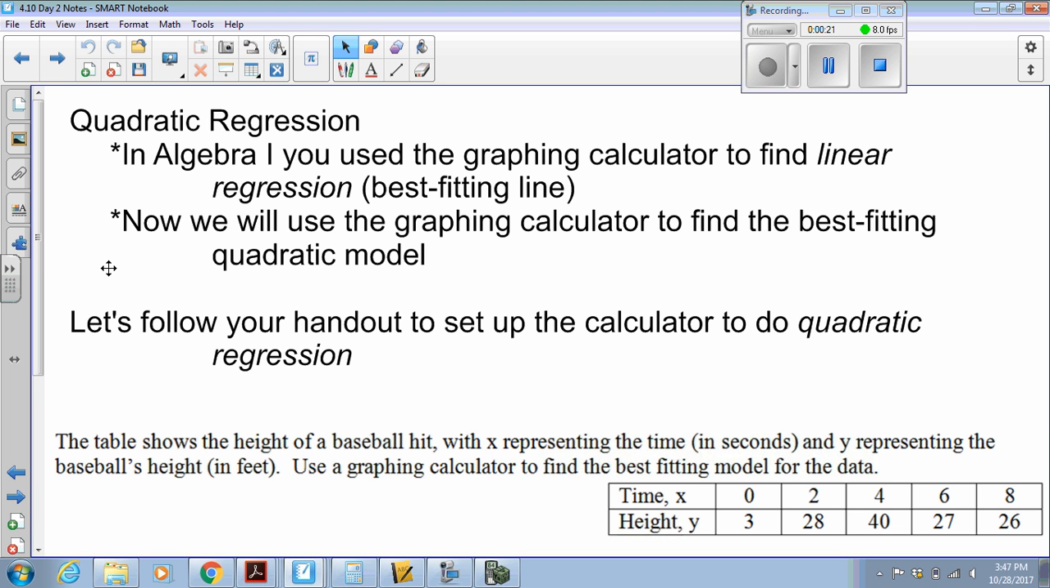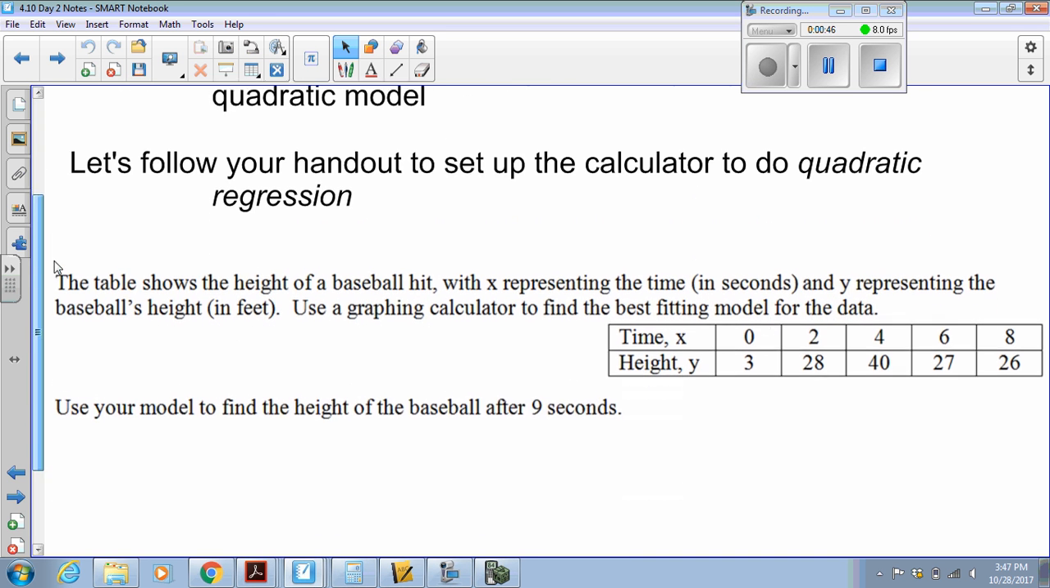Now in Algebra 1, you used the graphing calculator to find linear regression, so the best fitting line. Today, since we're working on quadratics in this unit, you're actually going to find the best fitting quadratic model. We call this a quadratic regression. Okay, so we're going to go through this step by step just to make sure you know how to do this. So let's go to our first problem.